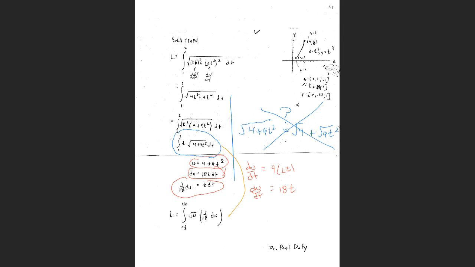So this integral becomes this integral. Remember, you have a t limit of 1 here. Well, that becomes a u limit of 13 because u is 4 plus 9t squared. Well, 4 plus 9 times 1 squared equals 13. Similarly, for the u limit of 40 above, how do we get that? We took 4 plus 9 times 2 squared to get 40.